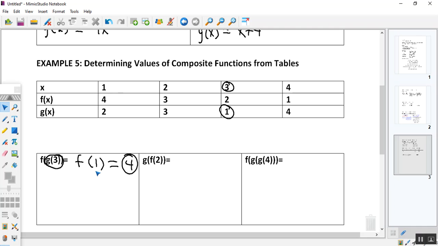Okay, you guys try these two right here. See what you end up with. g of f of 2 and f of g of 4. Sounds like a foreign language.